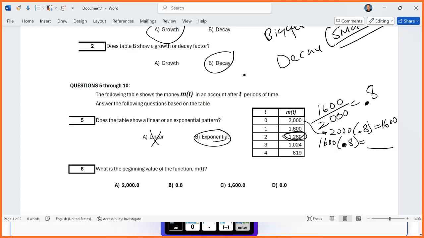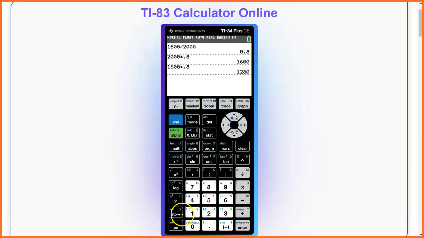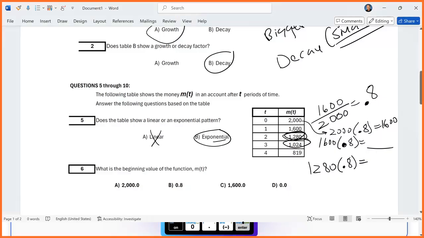So what we have to do is multiply these values to get the next one. So let's try one more time. 1,280 times 0.8 should equal 1024. Let's see. 1,280 times 0.8, enter, 1024, and it does. Yay, it's good. So that's exponential.